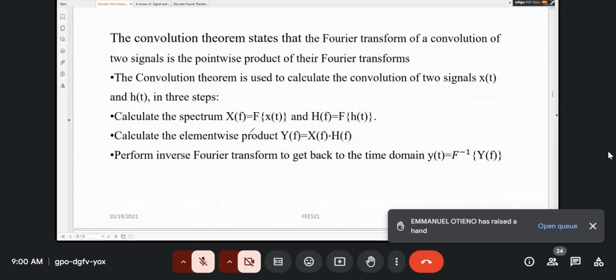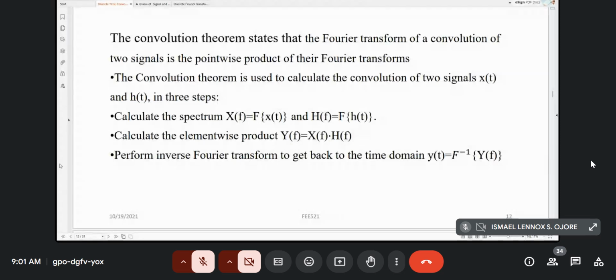Excuse me, sir. Emmanuel has a question. Yes. In the matrix method, I can see we've used the sequence of x of n to do the 4 by 4 matrix, then we've used the sequence of h of n to do the column. Are we supposed to just use the x of n for the 4 by 4 matrix and the other for the column?